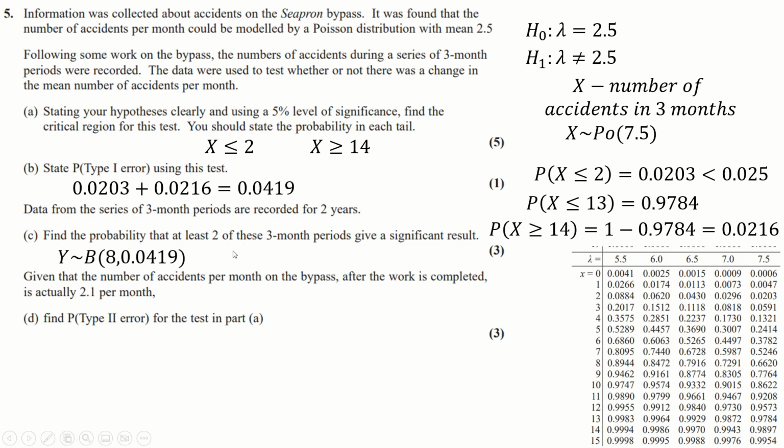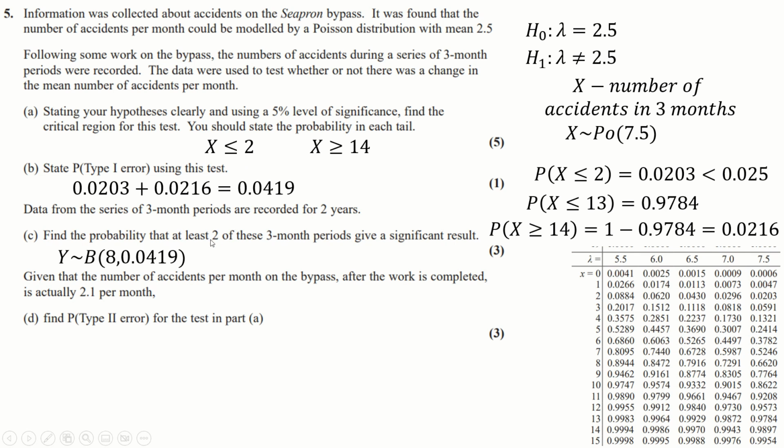Oh, sorry, I'm doing the right thing. I thought I was about to do the wrong thing. This is a binomial, right, in the middle of a Poisson question. So at least two in a 3-month period. So how many 3-month periods are there in 2 years? Well, there's 4 3-month periods in a year, times 2 is 8. So this is a binomial with 8 things to choose from, because there are 8 3-month periods, each with this probability of giving a significant result.